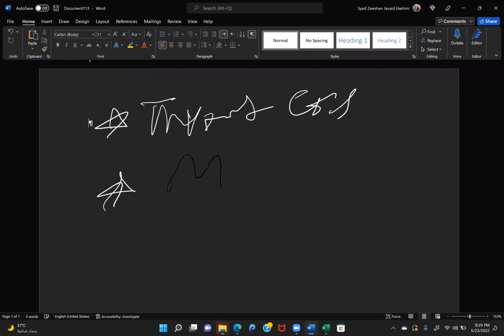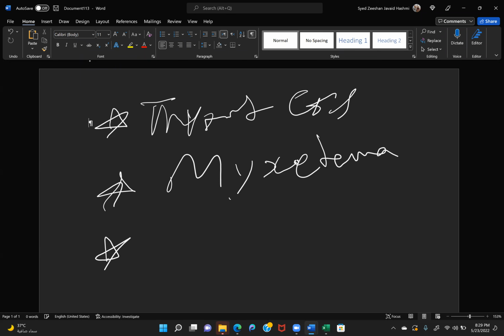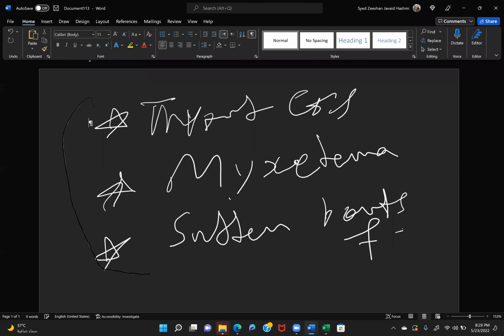Patient may have some comorbidities. So this is what you have to see. And what will be the anticipation? Like, for example, in thyroid, crisis can occur. Here, in hypothyroid, myxedema coma can occur. And here, what can occur? Sudden bouts of blood pressure. So how will you anticipate for all three things?